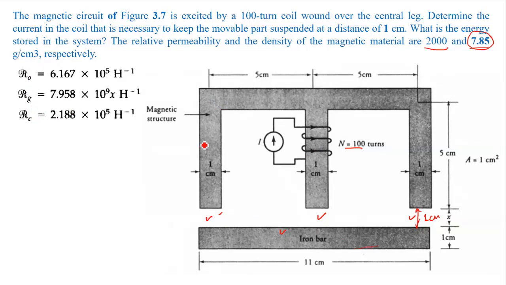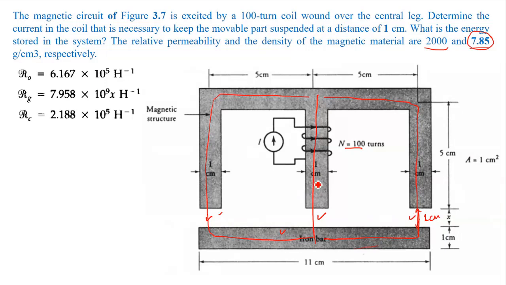outer limb. Outer limb is this, right? So up to this we can consider as outer limb. Up to this is your outer limb, and this is your central limb, right? And these air gaps, obviously.